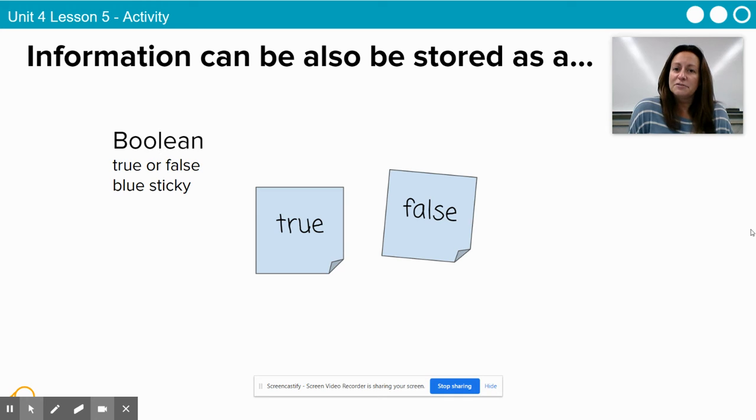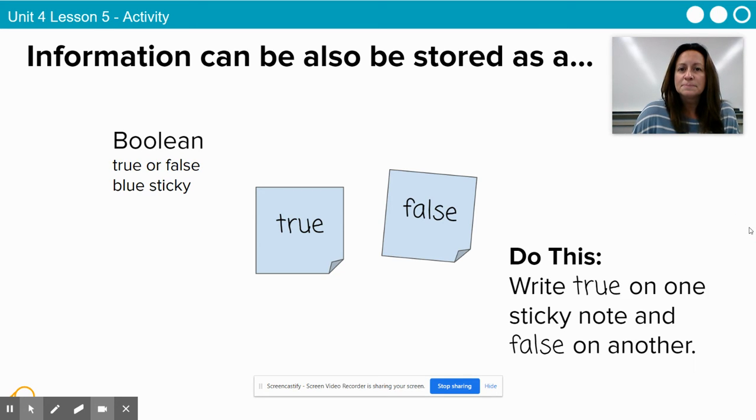There is another kind of information that can be stored in computer programs, and that is something called a Boolean value. A Boolean is a value that is either true or false. Now we're going to put these on blue sticky notes. So if you're following along on your digital manipulatives, you would write true on one and false on the other. Those are the only two Boolean values.